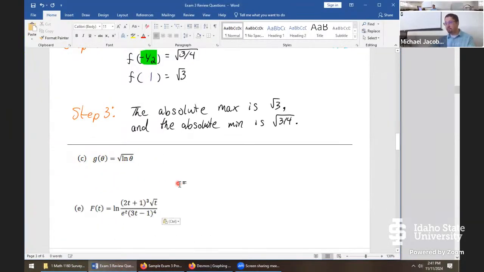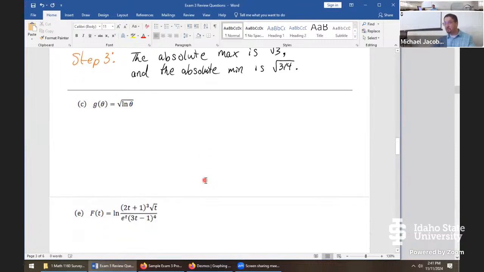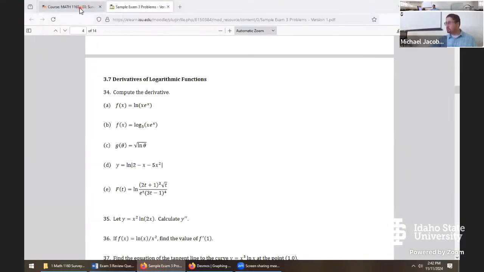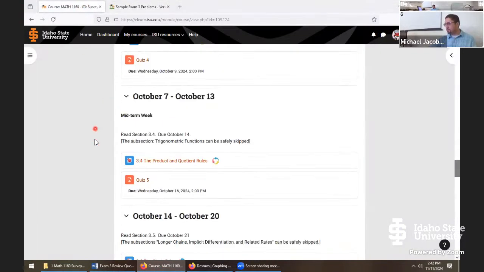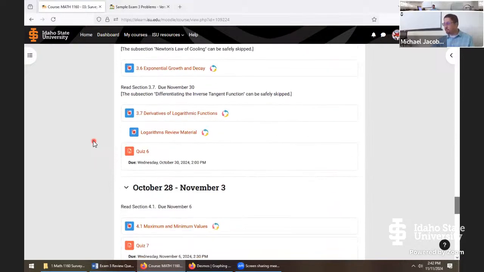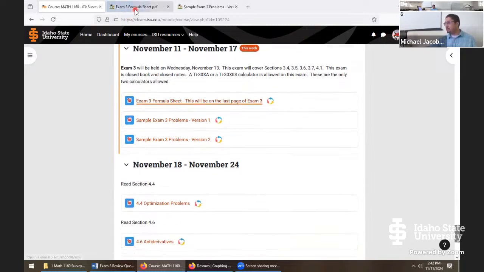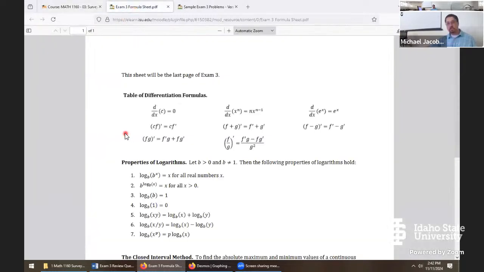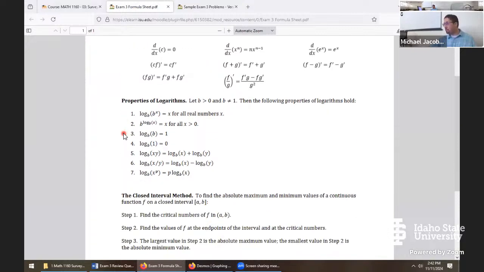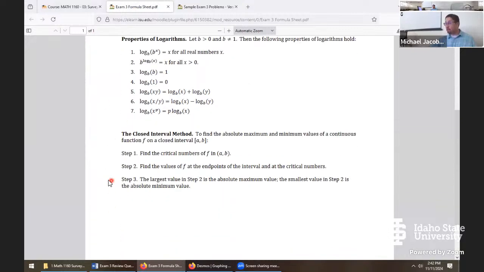Okay, so we'll start off with part C, then we'll step it up a notch and do part E right after. For part E, by the way, let's take a look at the Moodle website for just a moment. So small break. On the Moodle website, by the exam 3 information, there's the exam 3 formula sheet. We've gotten into a habit of posting this ahead of the exam. And on that formula sheet, we have differentiation properties, properties of logarithms, the closed interval method that we just used.